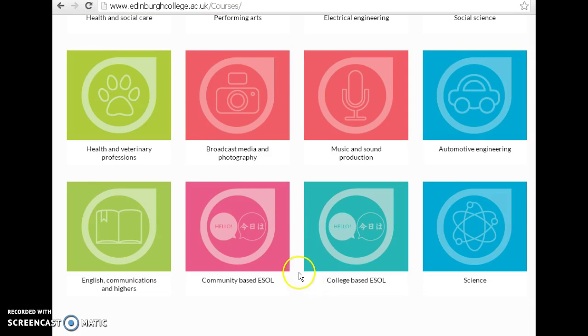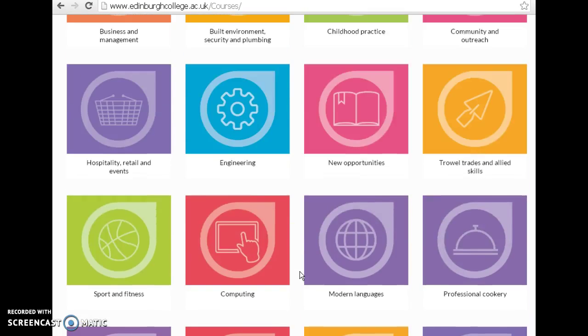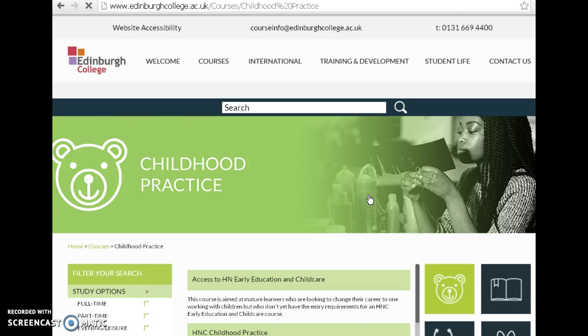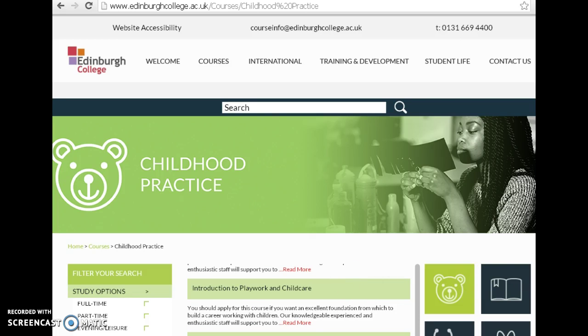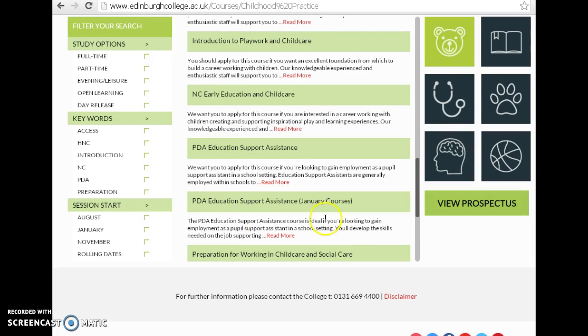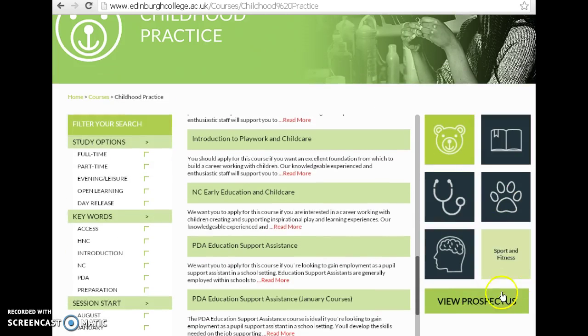So as an example, we will have a look at the courses available to do with childcare, and these are kept under the childhood practice heading. This takes you into a list of courses available under this general heading, and you can see over here the other areas that are taught within the same departments of the college.